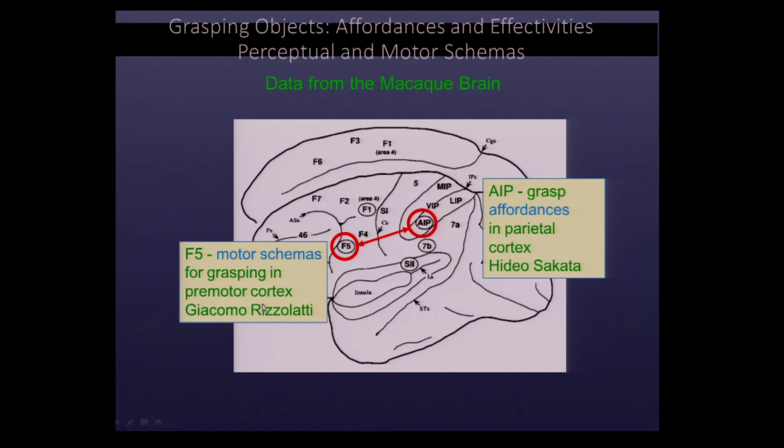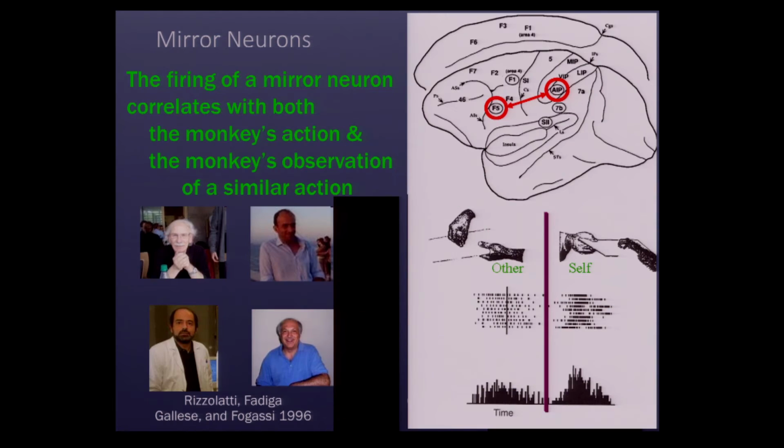And then Rizzolatti and his colleagues in Parma, in this area they labeled F5, but the important point is it's premotor cortex. It's just in front of the motor cortex. There, it seemed that the cells were firing for particular types of grasp. So one cell would fire vigorously if the monkey was going to make a precision pinch. Another would fire vigorously for a power grasp, and so on.